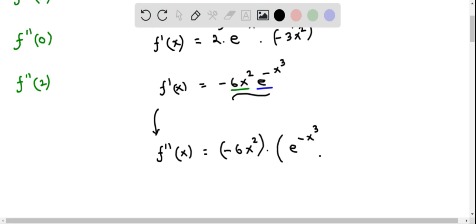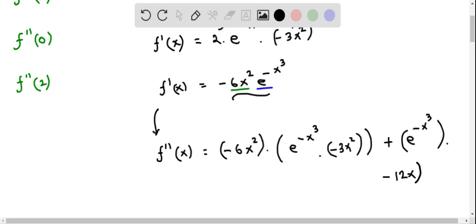And once again, when we apply the chain rule to find the derivative of negative x cube, we get negative 3x squared, and then we put plus. According to the product rule, we put the second term as it is, that is e raised to the power of negative x cube, and then multiply this with the derivative of the first, which is the derivative of negative 6x squared, and so this equals negative 12x.